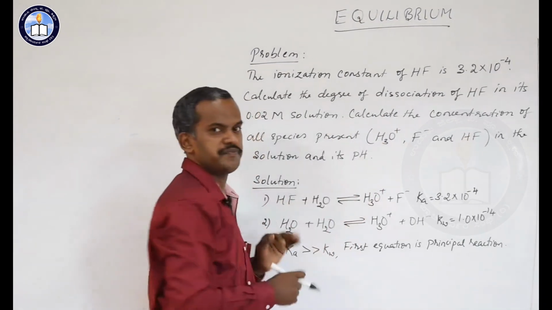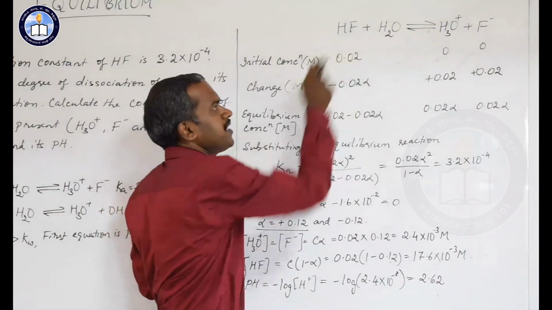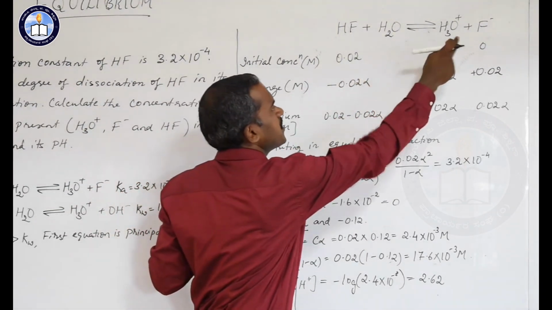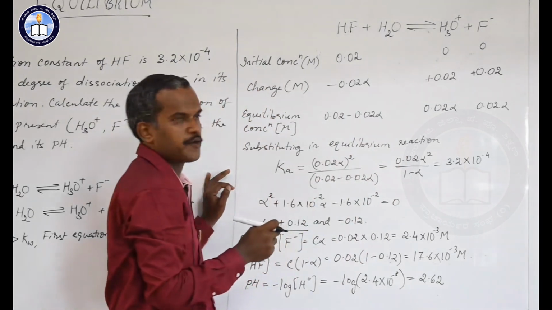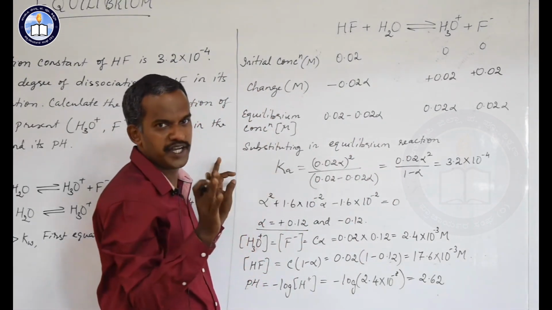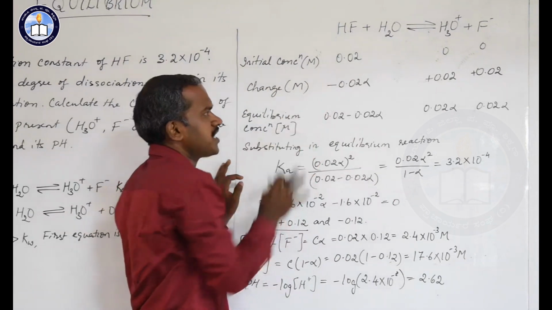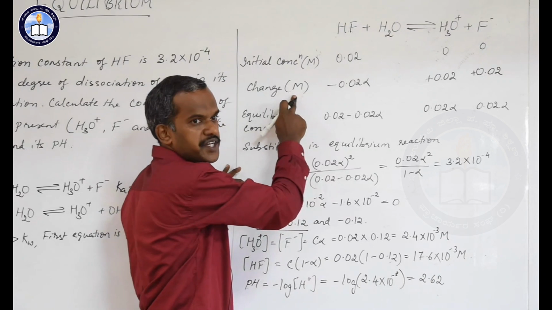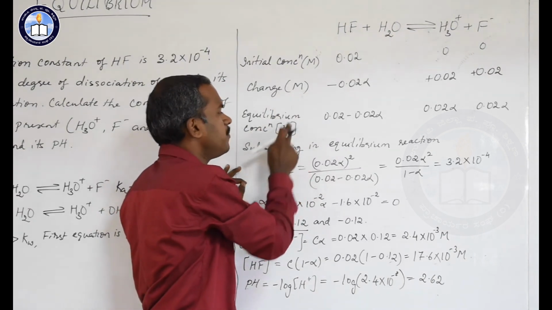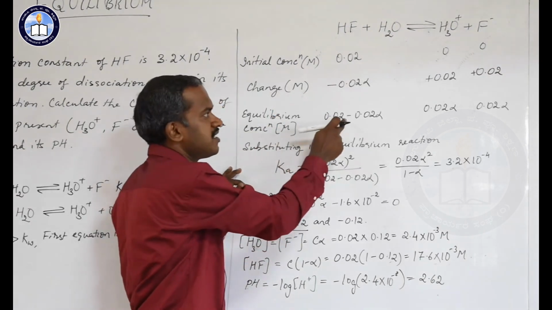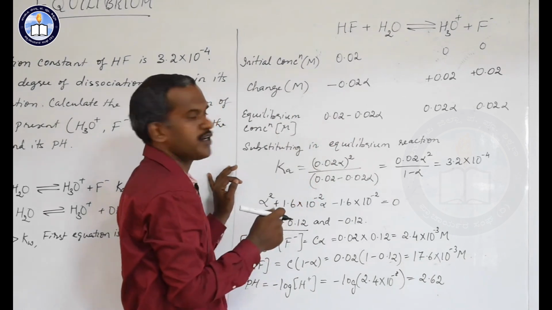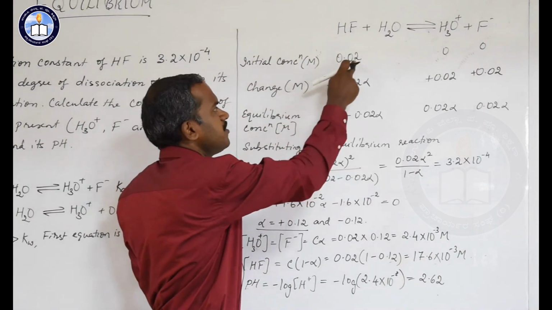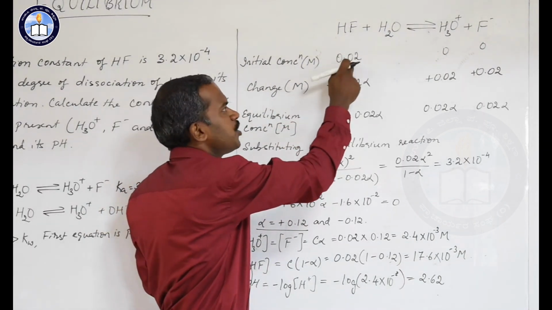Now let me proceed. I told you the primary equation is based on the higher value of Ka. HF plus H2O gives H3O plus and F minus. There is a reversibility. Now, the important thing I told you in the next step is that you have to write the values in tabular form: the initial concentration, the change in concentration after time t, and the equilibrium concentration. We discussed this in deriving the equilibrium constant or dissociation constant in the previous class. So the initial concentration, which you usually represent as C, is 0.02.